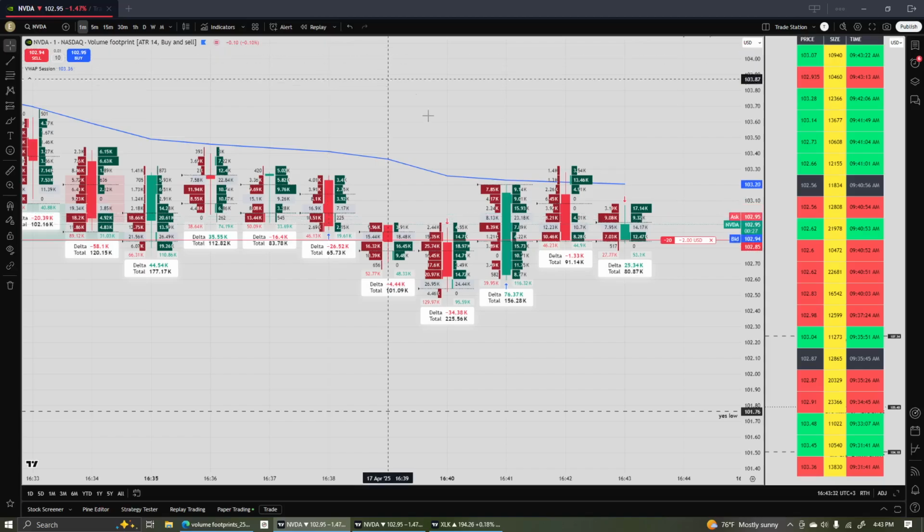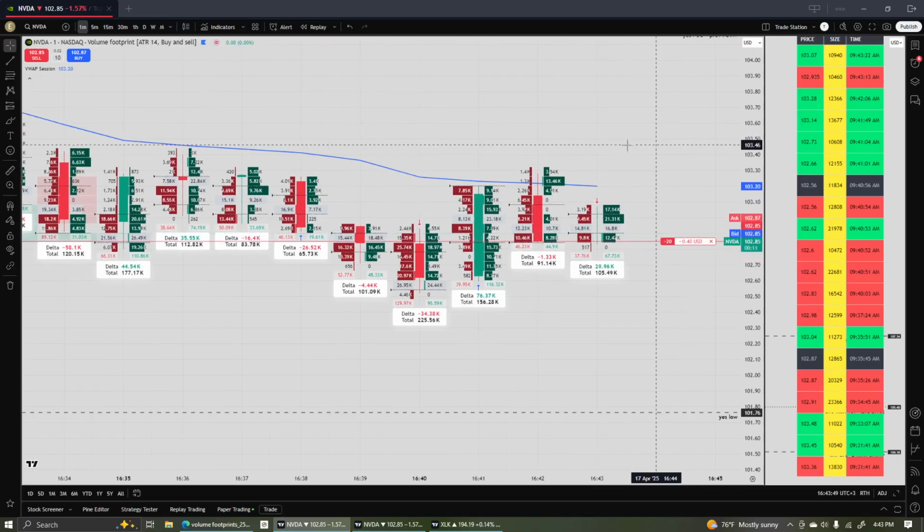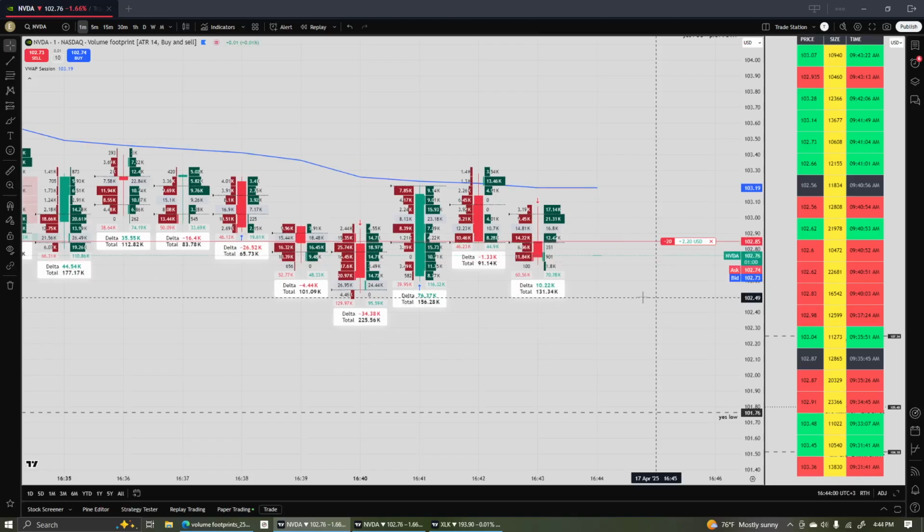Why did I go short? Let me revise. I went short because the buyers were trying very hard to push the price up, but the candle just kept falling. It showed aggressive selling at this level, even though this is the territory of the buyers. 102.5 is territory of the buyers, and sellers are showing better aggression than the buyers. So that hints towards a breakdown.